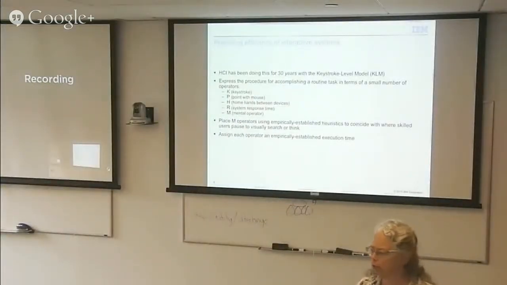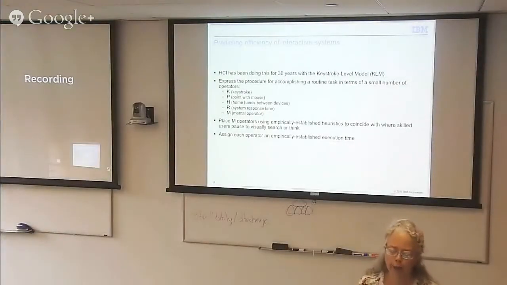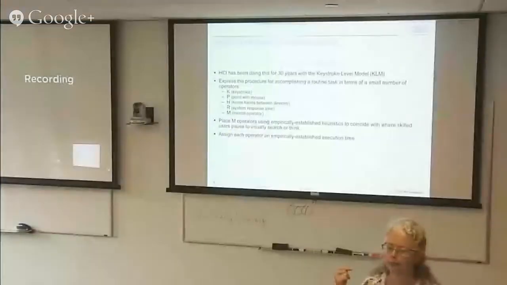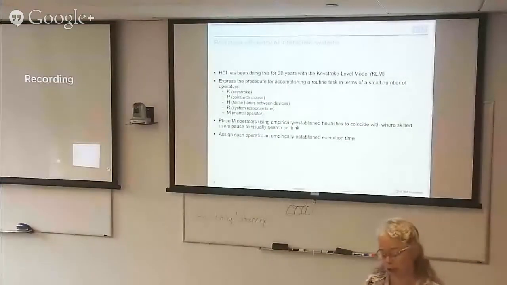Like, you know how to read your email. Okay? You know how to use your word processor. Okay? You express the actions that they would have to take in a small number of operators. Keystrokes, pointing with a mouse, this was for desktop, but it also works pointing with your finger. Okay? Homing between devices, so you have to go from your keyboard to your mouse. How much do you have to wait for the system? And this thing called a mental operator.